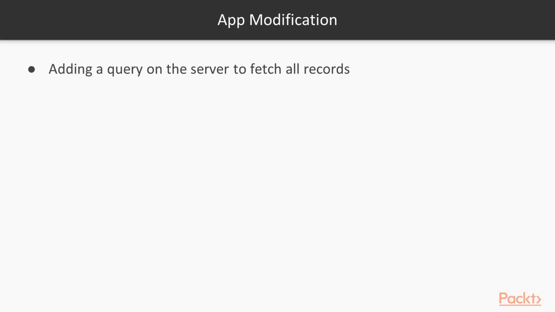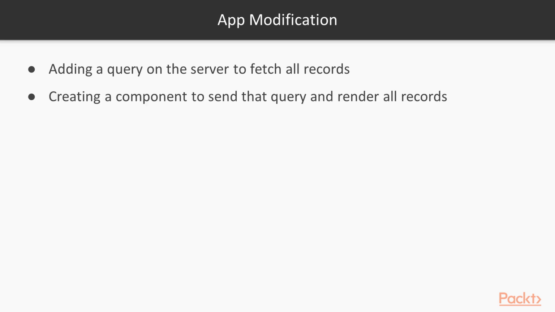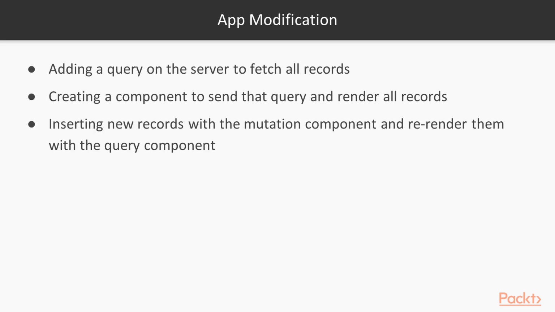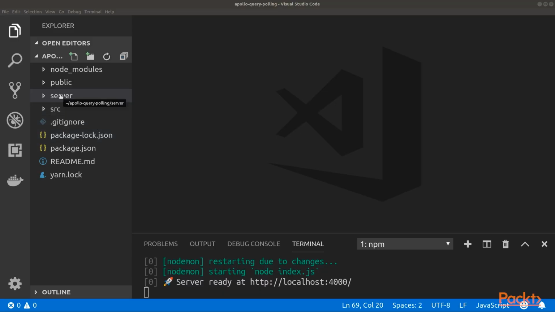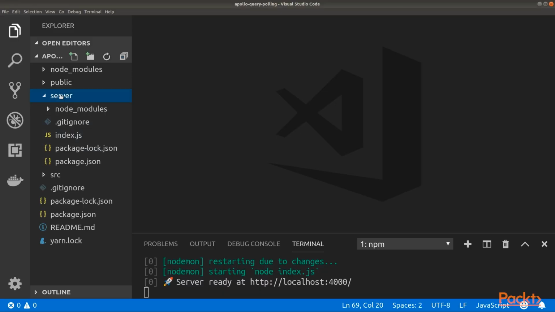First, we will create another query on the server that will return all the records from our database. Then we'll create a component that will send that query and render the records. And finally, we will keep inserting new records with the mutation component and re-render the newly inserted records with the query component. Let's open that application in the code editor and add that query on the server.